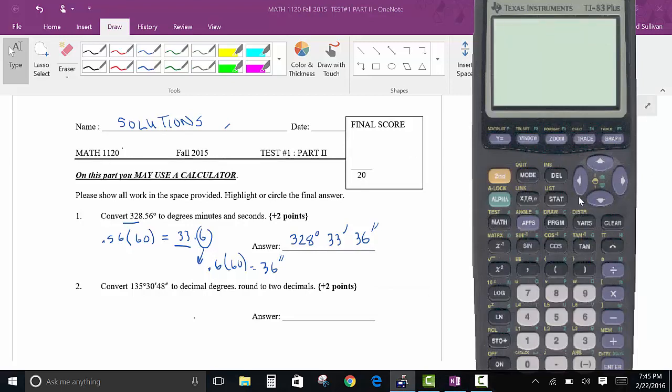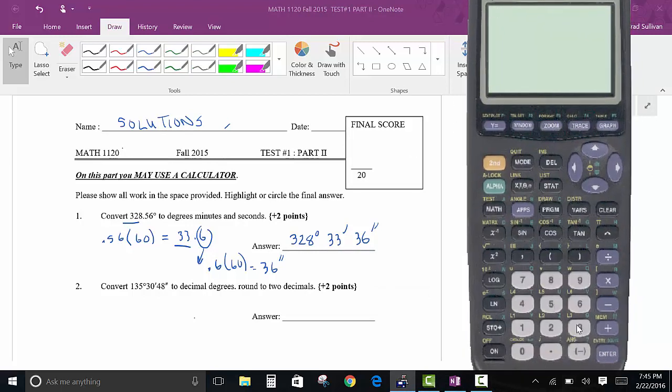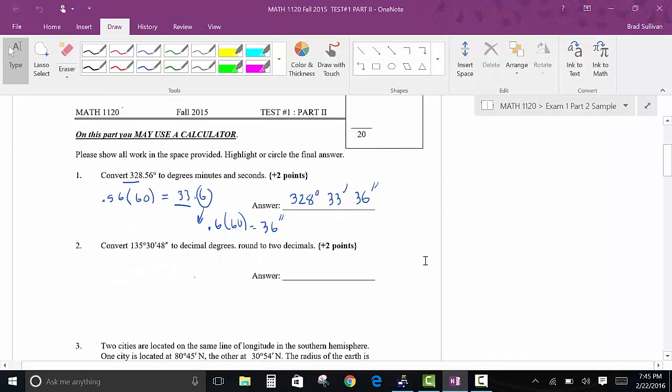Okay, now there's a real quick way you can also do this if you want to. You can do this on your calculator like this. You can just put in the 328.56, and then you can go, I think it's the angle command, so you can go second angle, and then go down to this DMS key like this, and then it gives you the same answer. So I don't care which way you do it, either way is acceptable.